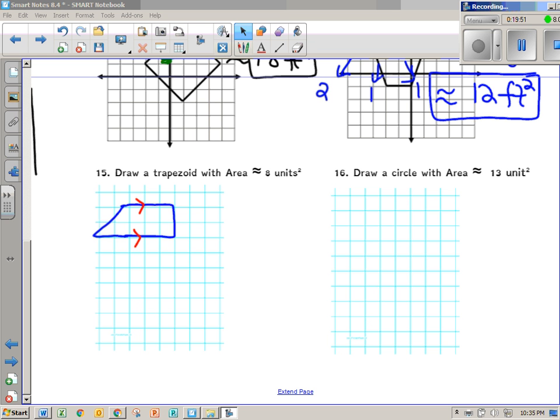Now the circle, I tried to draw on the Smartboard. It wasn't working very well. It looks a lot better on my notes there. So just check that out and you'll see it looks like a radius of about 2 squares. A circle with a radius of 2 will give you approximately 13 square units. So let's just make a note here. See my notes key posted.